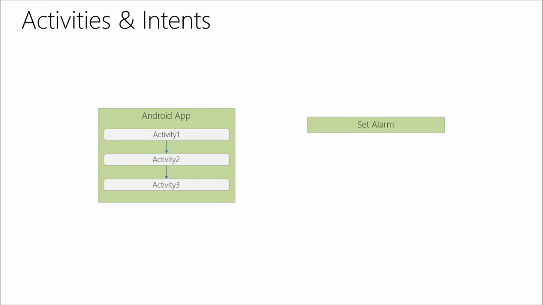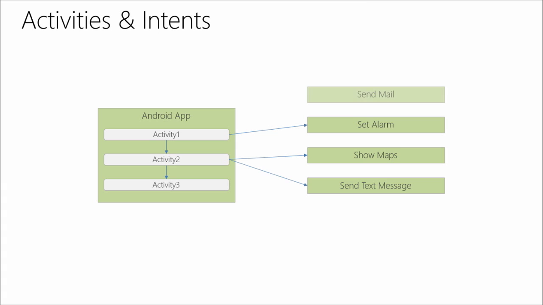So the next step is we want to use intents. So what exactly are intents? Intents are used with activities so you can navigate between different activities within your app. And you can also use an intent to navigate outside of your app. For example, if you want to send a mail, set an alarm, show maps, or anything like that, you can use an intent and pass parameters through those intents to the other applications. And you could also pass parameters from activity to activity to show different data.